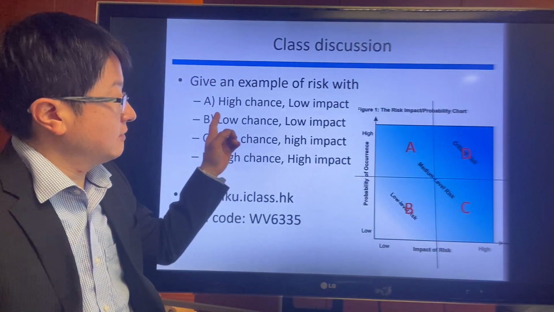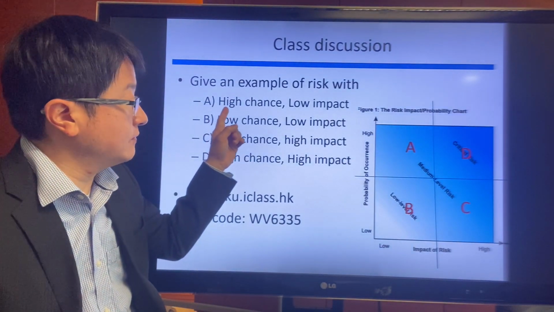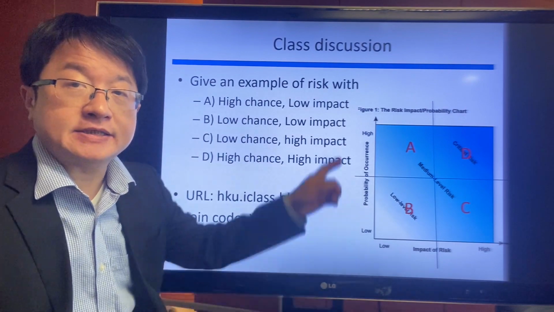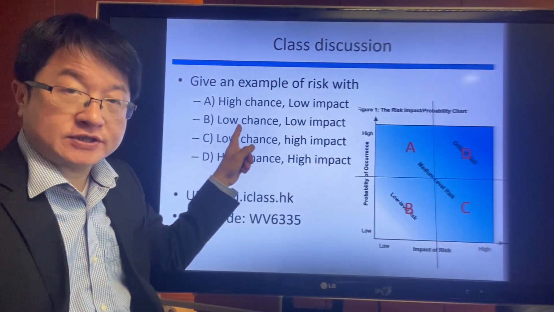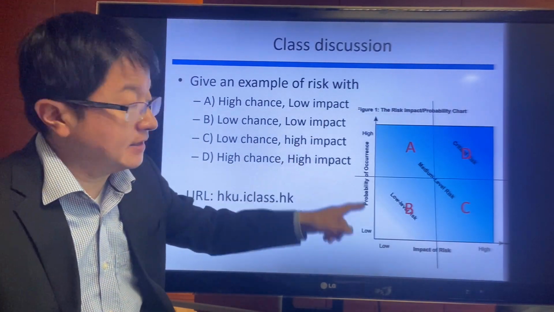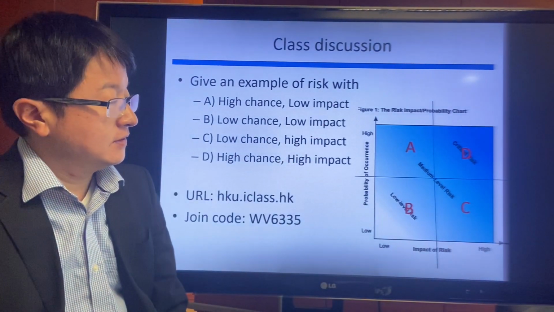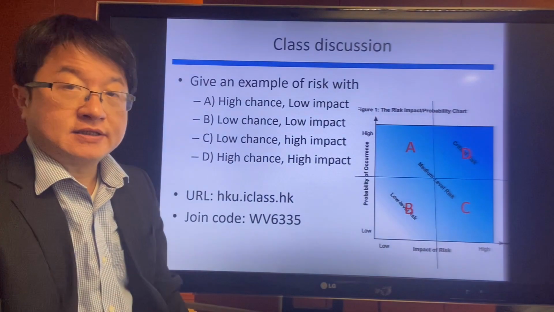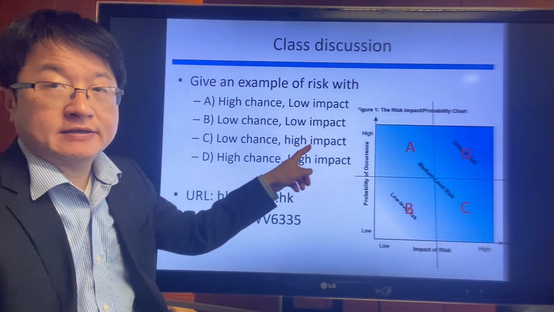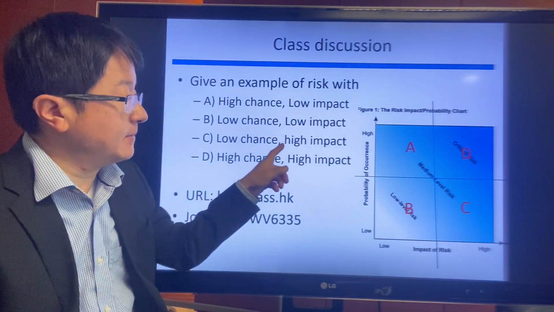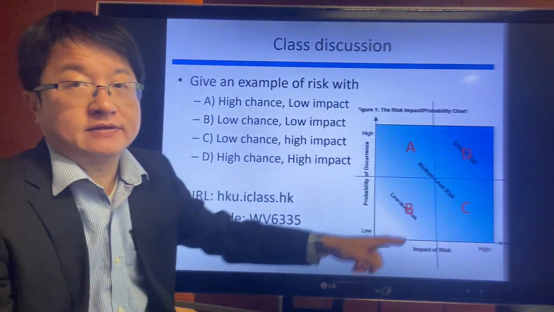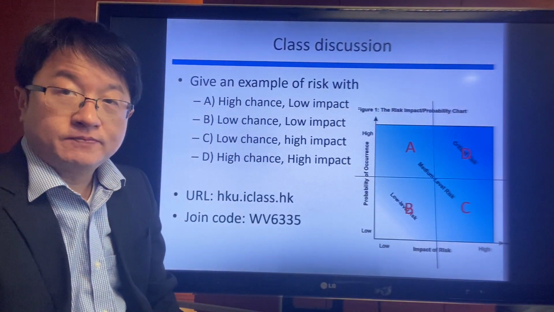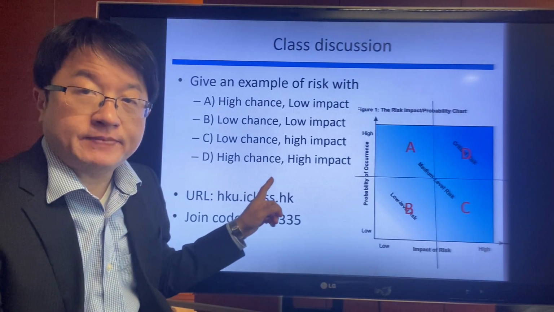So quadrant A is those with high chance but the impact is low. For quadrant B, both the chances and the impact are low. In quadrant C, the impact of this risk is high, but the probability that it may occur is low. And for quadrant D, this is critical. Both the probability and the impact are high.